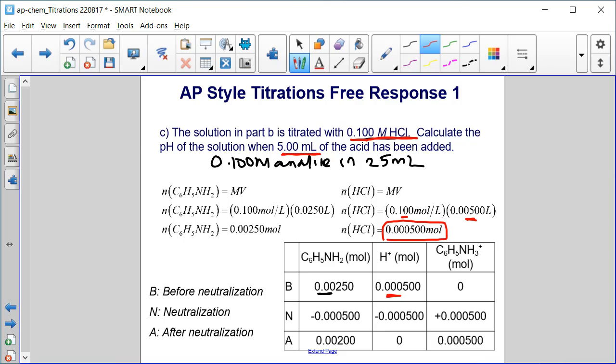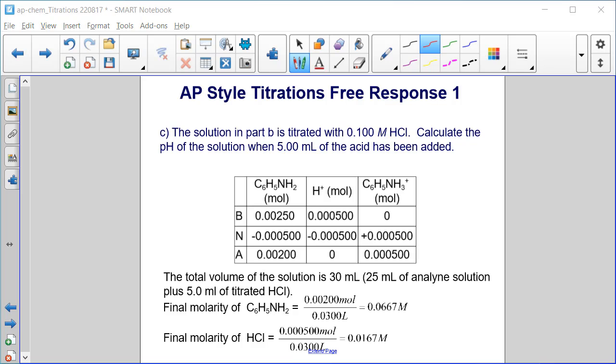Now, in the next step, we need to find the concentration. This is essentially now a buffered solution of base and conjugate acid. We need to find the concentration now that we know the moles, and then find the pH. So to do that, we need the total volume of the solution. The total volume of the solution is 30 milliliters: 25 milliliters of aniline, and 5 milliliters of HCl.